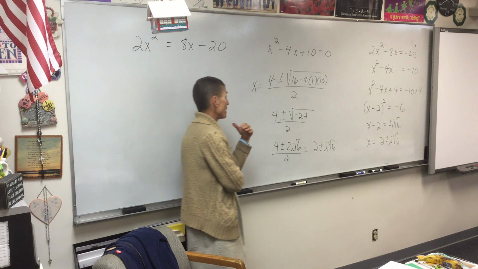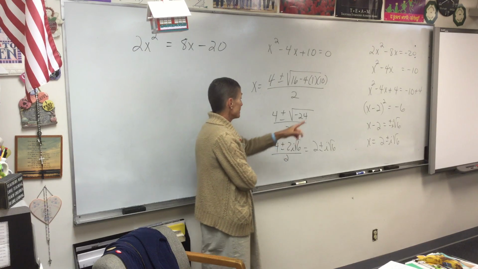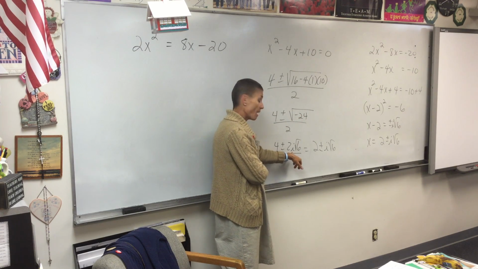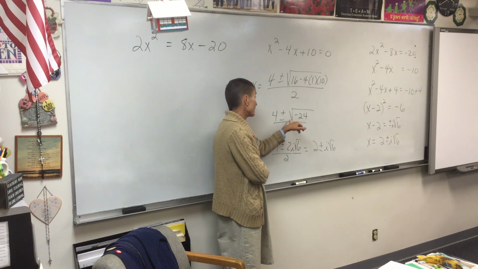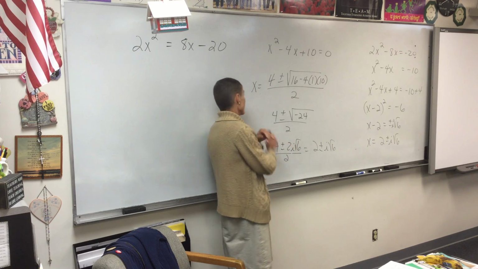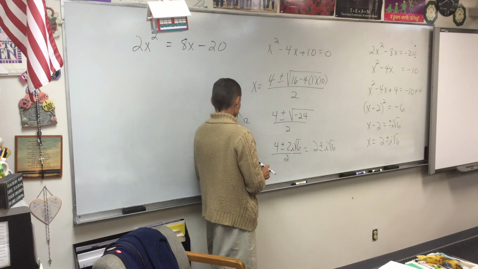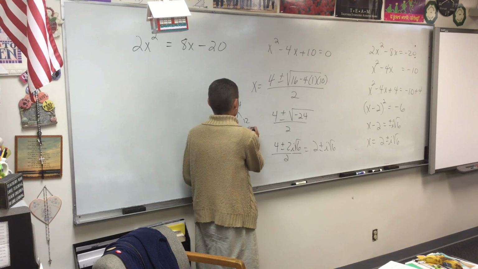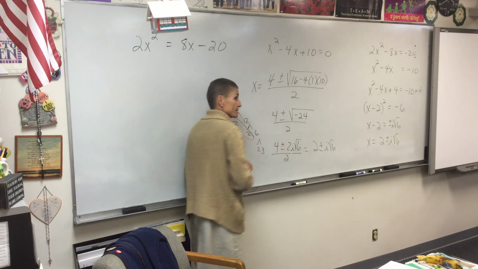Do you remember when you have the square root of a negative? The square root of negative 1 is i. Do you remember that from last year? So that i comes out, and then I have the square root of 24, which is 2 root 6, because I wrote 24 down. So it was 2 root 6.